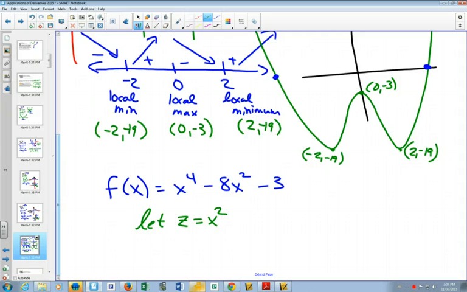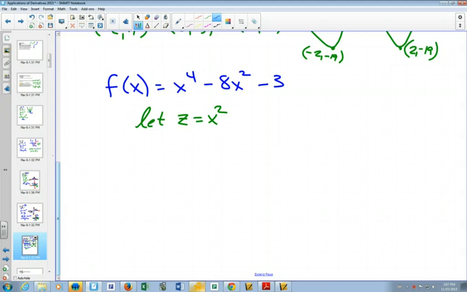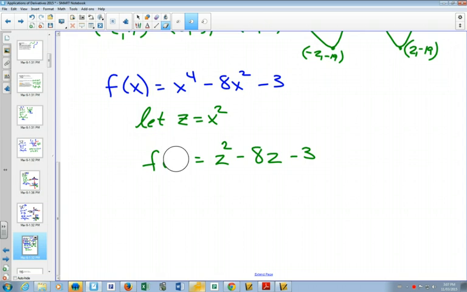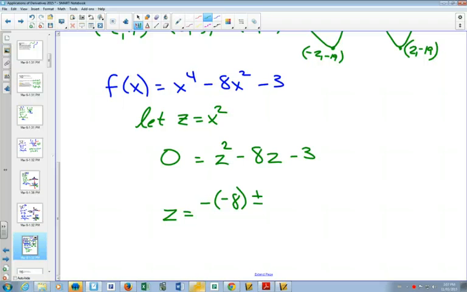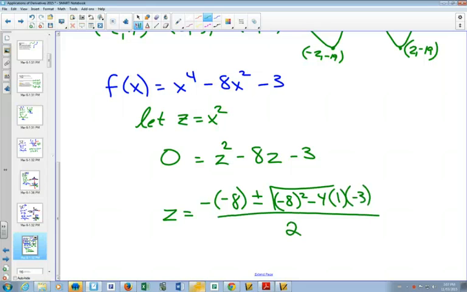Okay, so if we let z equals x squared, can you see that we could rewrite f of x now as z squared minus 8z minus 3. And if you were trying to find your x-intercepts, then you plug in 0 for y, and here you'd say, well, can I factor it? No. And if you can't factor it, use quadratic formula. So our quadratic formula would say negative b plus or minus square root of b squared minus 4 times a times c divided by 2a.